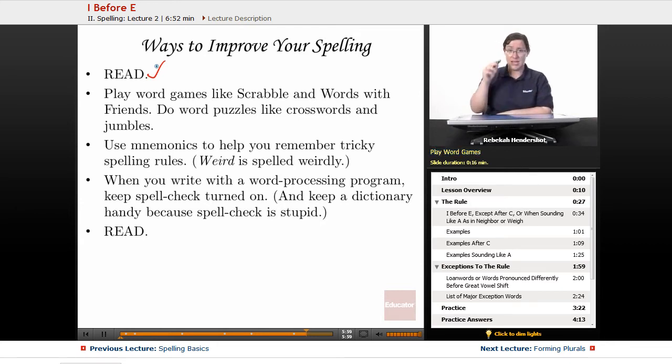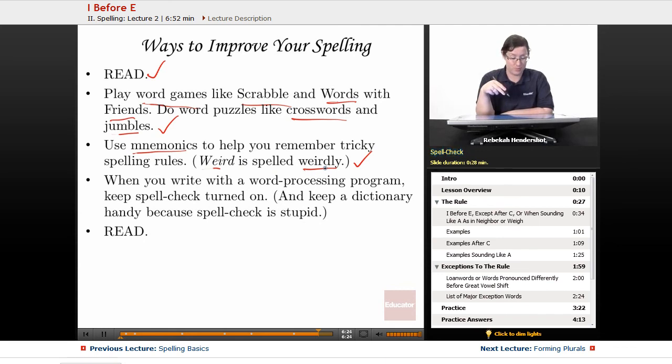Next, you can improve your spelling by playing word games like Scrabble or Words with Friends. You can do word puzzles like crosswords and jumbles. All of these games emphasize good spelling skills and force you to think about how letters fit together. It helps you remember some of these spelling tricks. Next, you can use mnemonics, which are memory tricks to help you remember tricky spelling rules. The one I like to use is that weird is spelled weirdly.